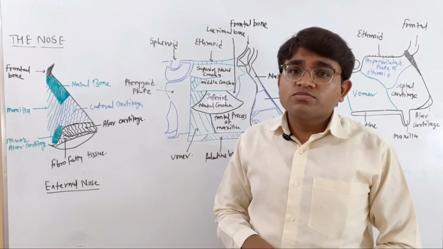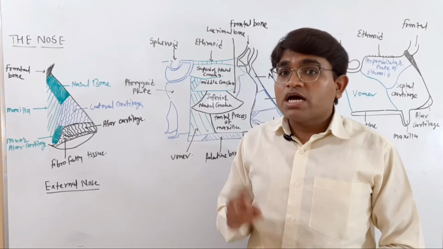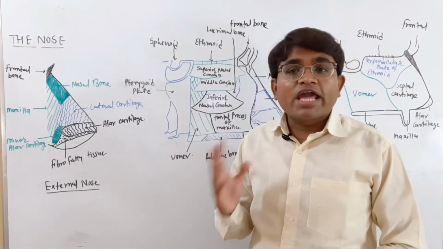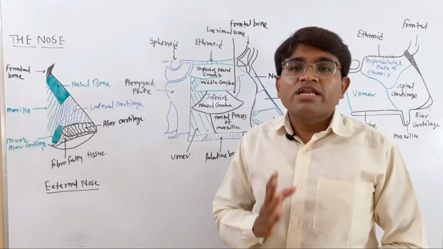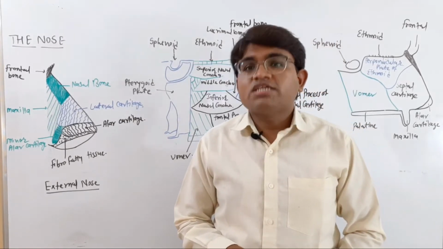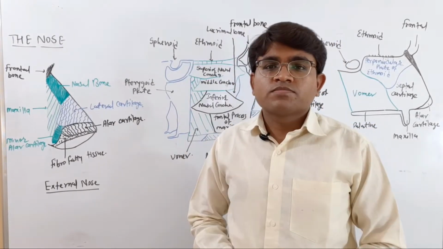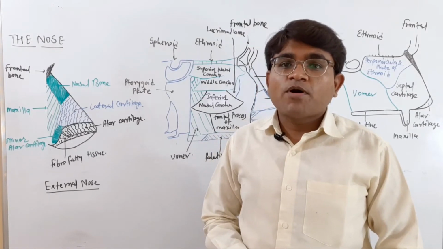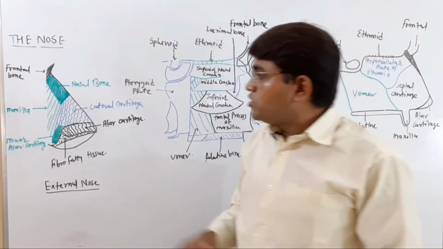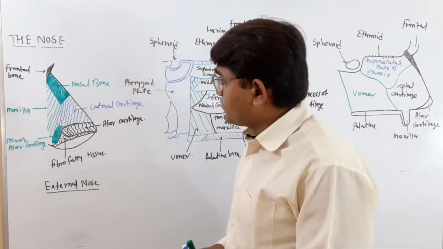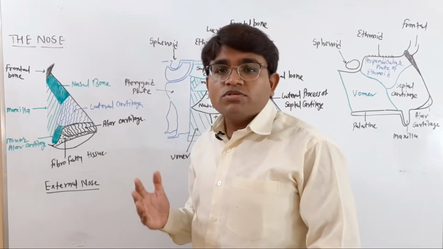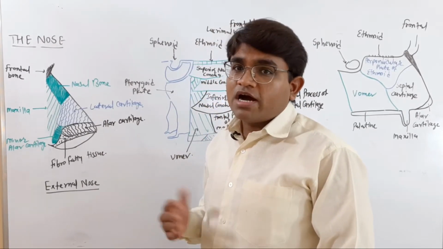The nose can be divided into two parts for descriptive purposes, the external nose and the nasal cavity. Let me first discuss the external nose. The external nose is formed partly by bones and partly by cartilage.